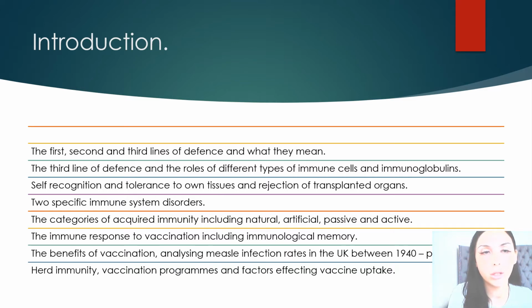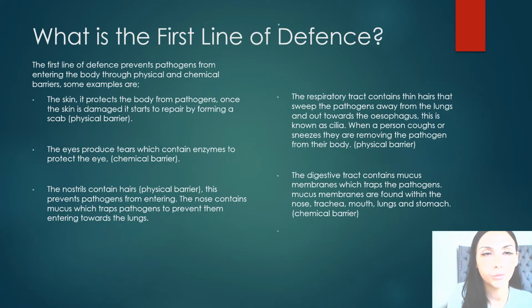Within my presentation, I am going to be speaking about the first, second and third lines of defence and what they mean, the roles of different types of immune cells and immunoglobulins, self-recognition and tolerance to anti-tissues and rejection of transplanted organs, two specific immune system disorders, the categories of acquired immunity including natural, artificial, passive and active, the immune response to vaccination including immunological memory, the benefits of vaccination, analysing measles infection rates in the UK between 1940 to present, and lastly herd immunity, vaccination programmes and factors affecting vaccine uptake.